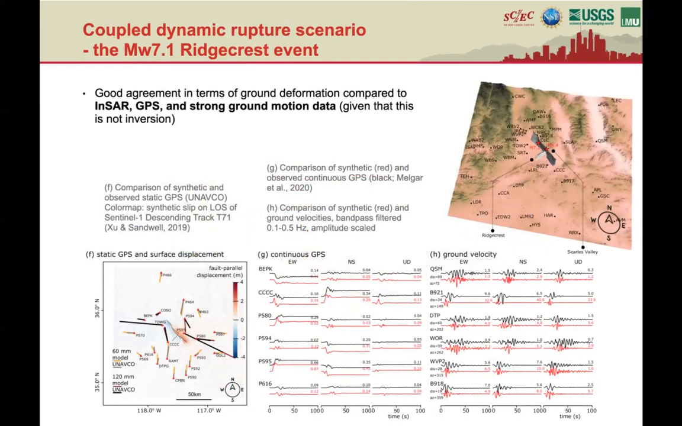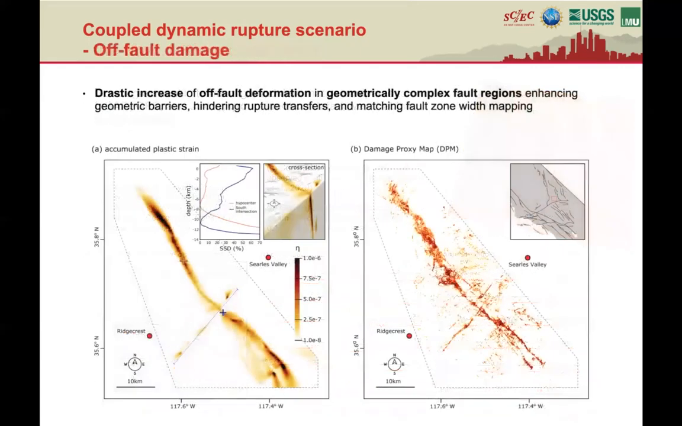We can see a slight azimuth-dependent offset, which is caused by rupture speed and directivity effect. Our result gives us a proxy of fault zone width by looking at the accumulated plastic strain. This is plotted here in comparison with the damage proxy map. We can see that the region where we have an increase of fault plasticity is also increasing the dynamic barrier behavior of geometric complexity.